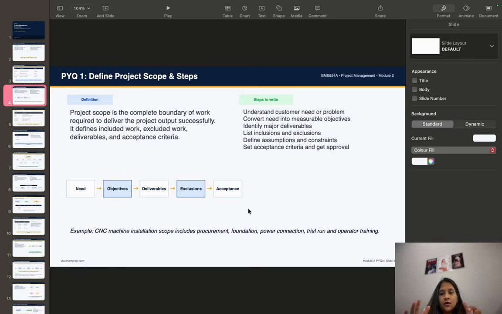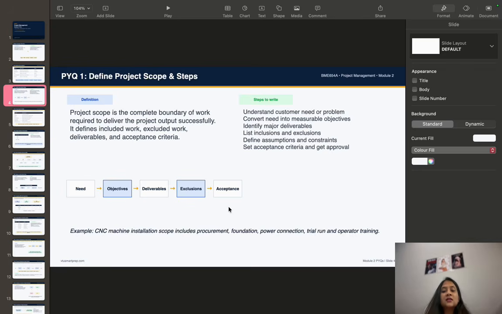So this flow you can remember for defining project scope and the steps. Write the definitions, what a project is, what project scope is, and then write these steps. Five or six steps are there, so you can include them, and then you also include an example.